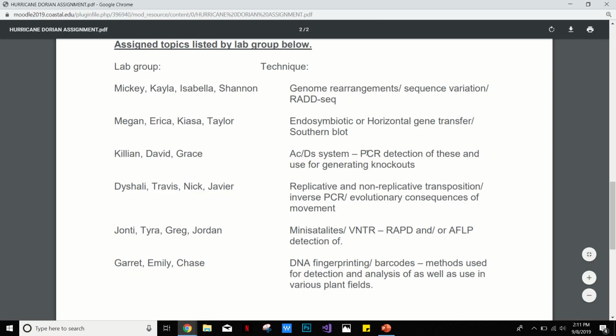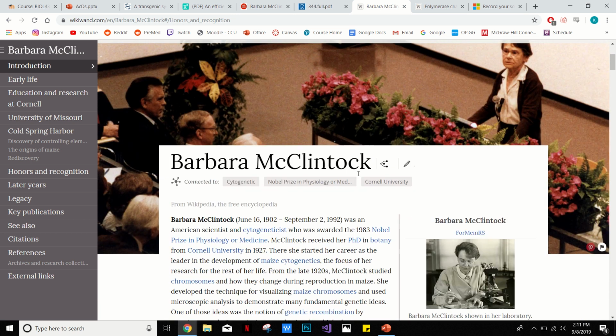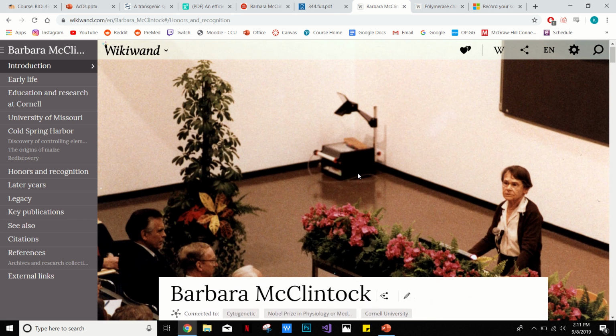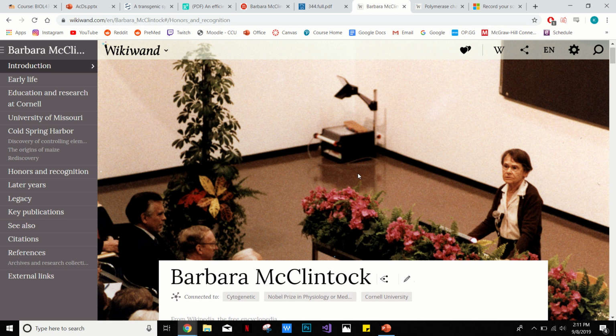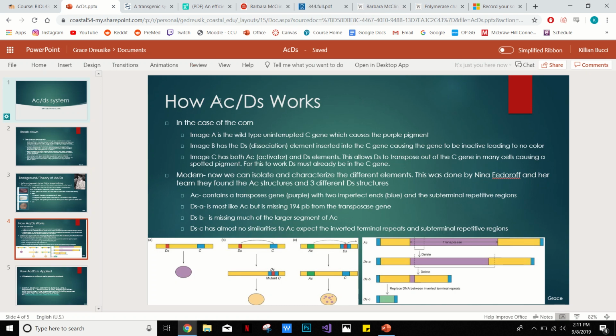Along with the usefulness of PCR detection, there's also the Ac/Ds system's ability to generate knockouts. This is shown very well in the work of Barbara McClintock. She was a Nobel laureate in physiology and medicine for her work in the cytogenetics of maize. It's important to know how her work works.